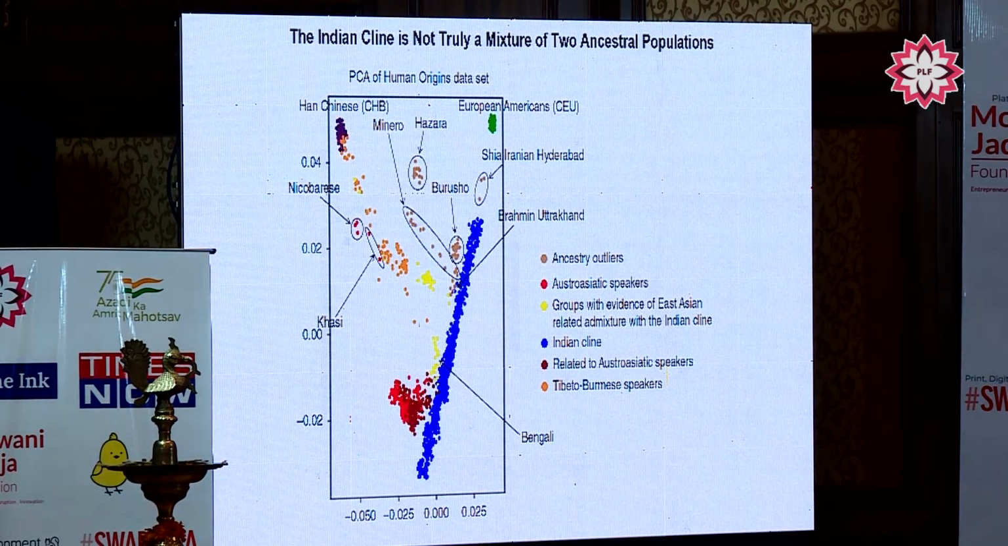So here you can see this blue line that shows the Indian cline. The majority of Indians fall into these ancestral groups. On this basis only, I said that India was a nation since the last 5,000 years before present, because you won't find this ancestral match with any other population of the world. So they are the Han Chinese.